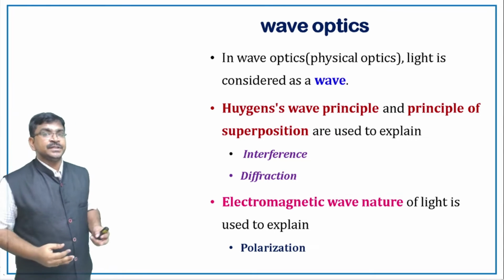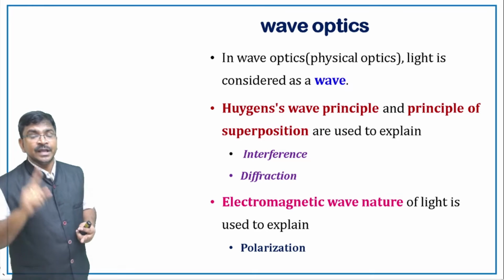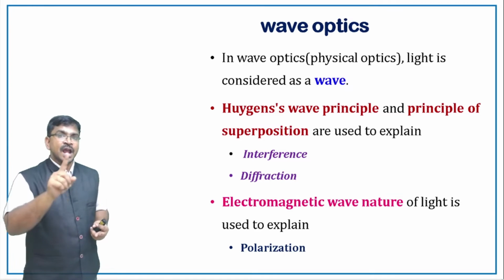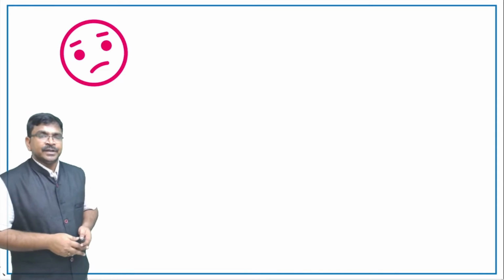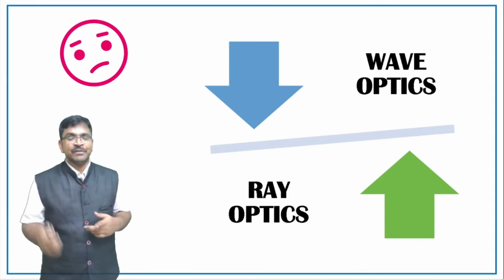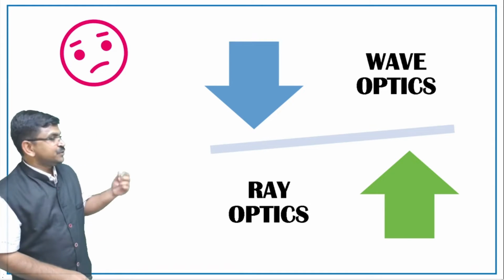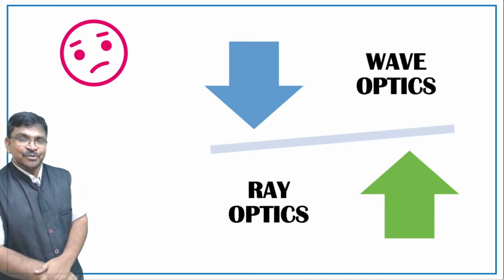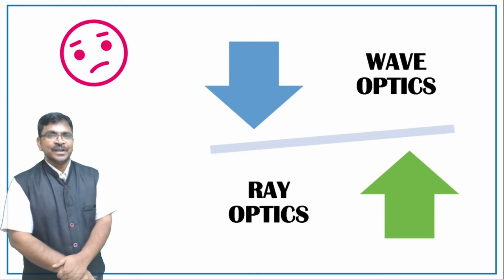In ray optics, three concepts are important: reflection, refraction and total internal reflection. But here again, most of the students are very confused. When should I use ray optics, and when should I apply wave optics? This is the confusing part, and that we are going to discuss today.